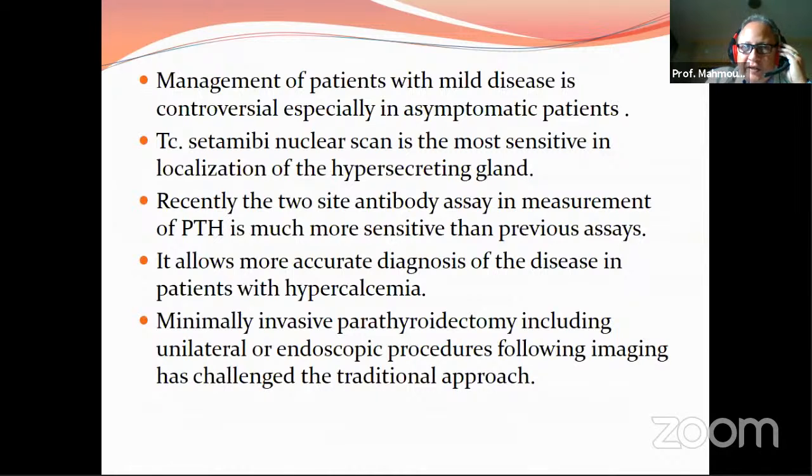Technetium sestamibi nuclear scan is the most sensitive in localization of a hypersecreting gland. And recently, the two-site antibody assay in measurement of parathormone is much more sensitive than the previous assays. It allows more accurate diagnosis of the disease in patients with primary hyperparathyroidism with hypercalcemia. Minimally invasive parathyroidectomy with unilateral exploration or endoscopic procedure following preoperative localization is challenging the traditional approach.